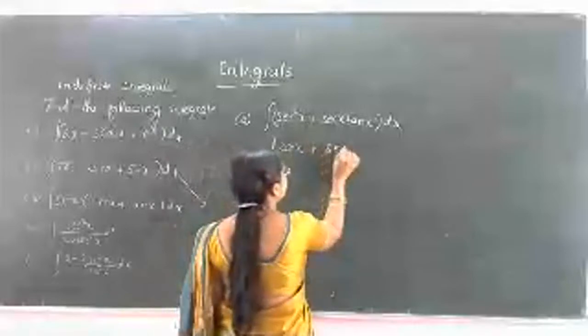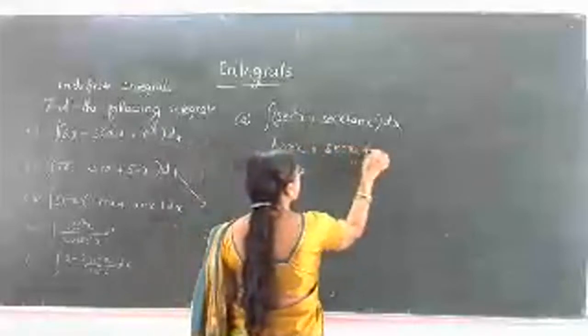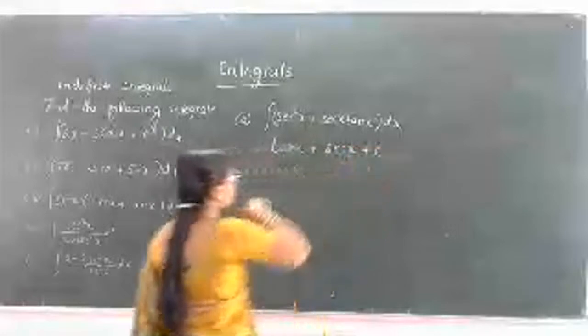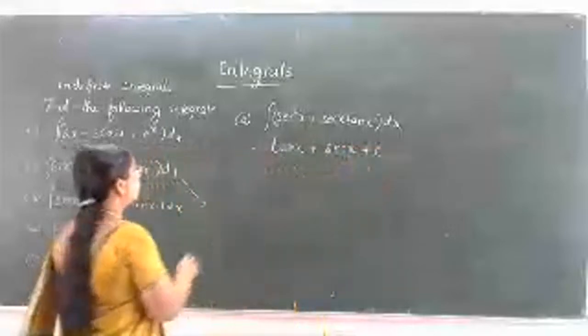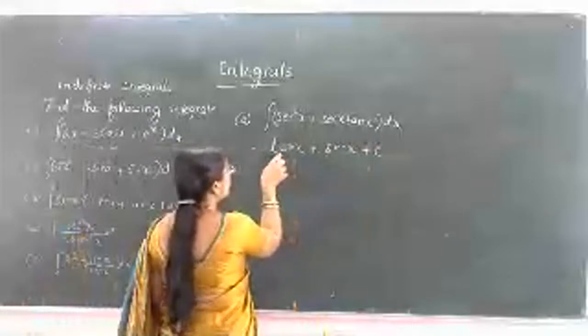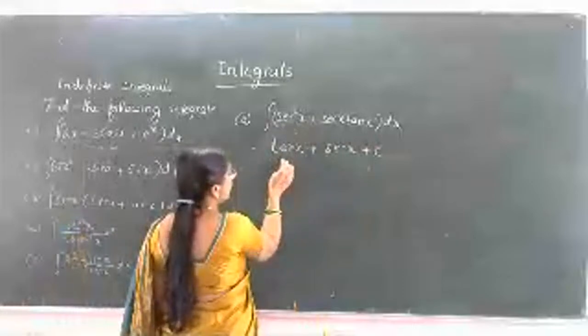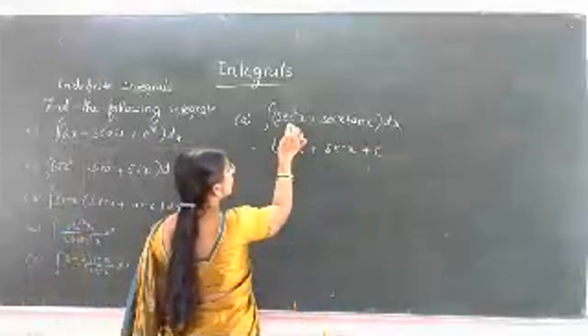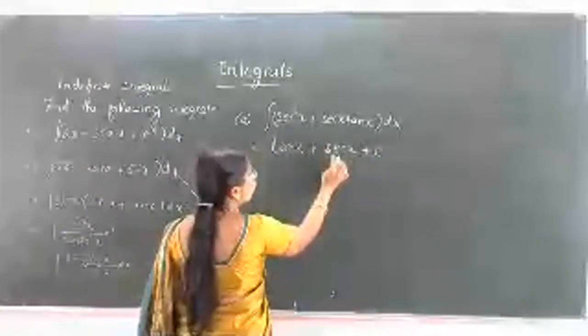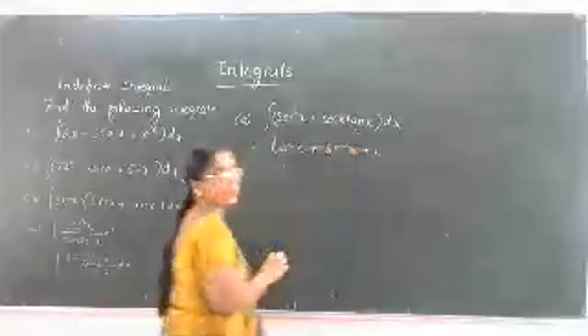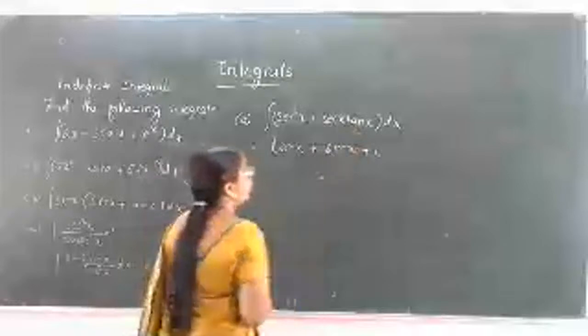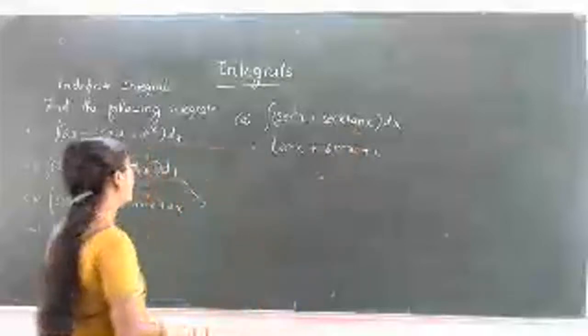is sec x plus c. Because the integration of secant square x is tan x, the derivative of tan x is secant square x, and the derivative of sec x is sec x tan x. Therefore, we can write the integration directly.